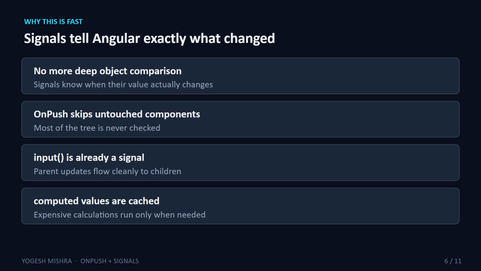So why is this fast? I'd say this combination is fast for several reasons. Signals tell Angular exactly when a value has changed, so there is no need for deep object comparison. OnPush allows Angular to skip all the components that were not affected. The new input function is already a signal, so data flows cleanly from parent to child, and computed signals are cached, which means expensive calculations are run only when their dependencies actually change.